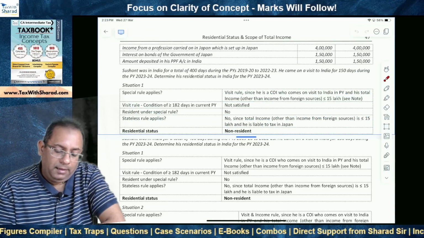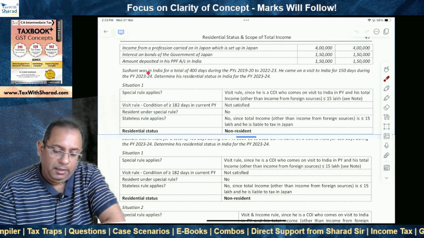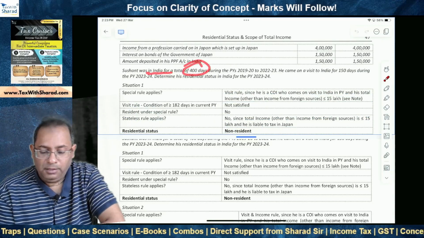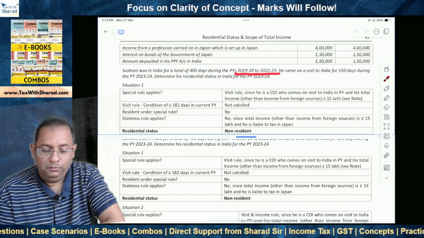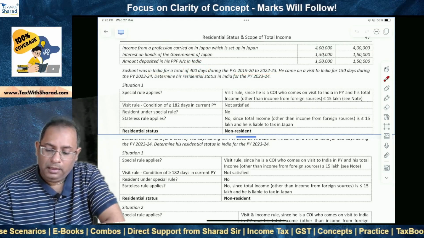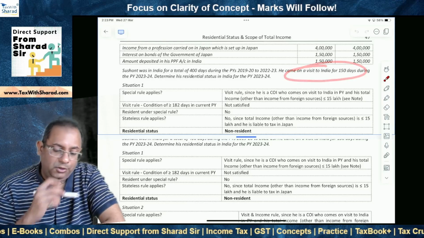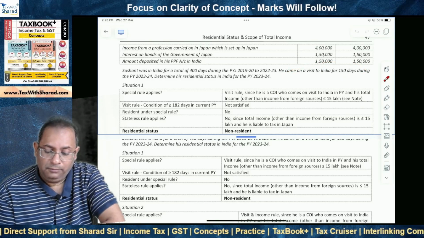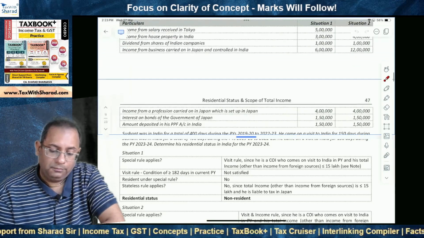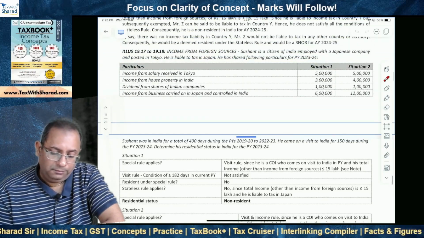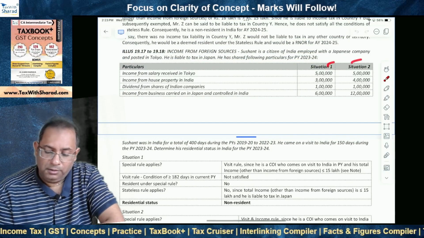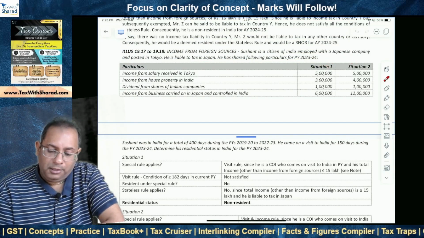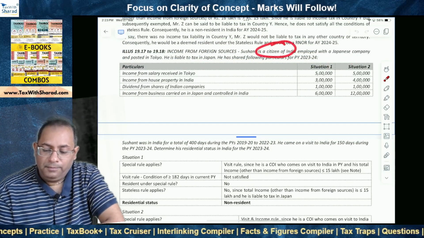Okay. And then it is mentioned in the question, Sushant was in India for a total of 400 days in the preceding 4 previous years, 2019-22, 22-23. He came on a visit to India for 150 days during the current previous year, 23-24. Determine his residential status in India for previous year, 23-24. Now, if we look at the question, there are two situations. And the common aspect is that Sushant is a citizen of India.